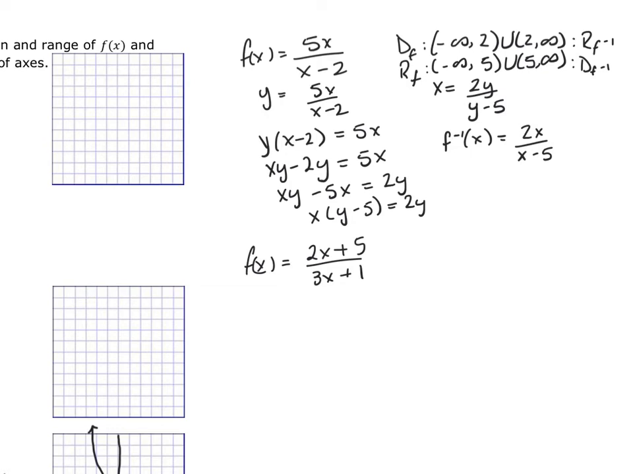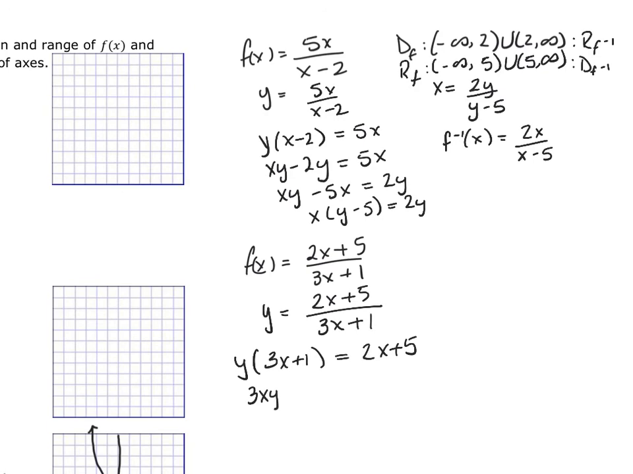I'm going to go ahead and set this one. So again, I replace f of x with y. So y is equal to 2x plus 5 over 3x plus 1. I'm going to multiply both sides by the 3x plus 1. So I have y times 3x plus 1 is equal to 2x plus 5. Don't forget to distribute that y through. And so I have 3xy plus y is equal to 2x plus 5.